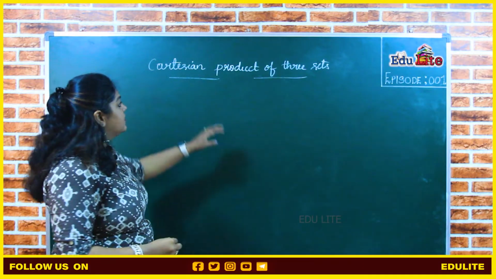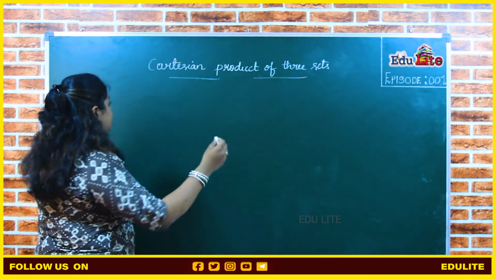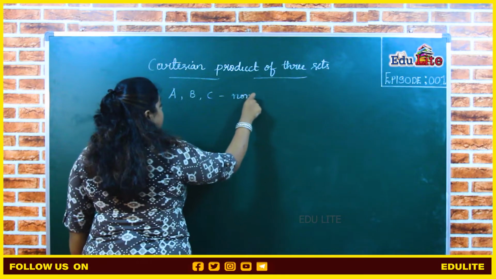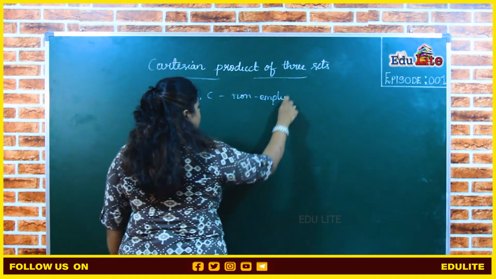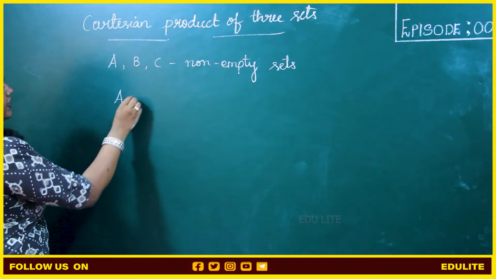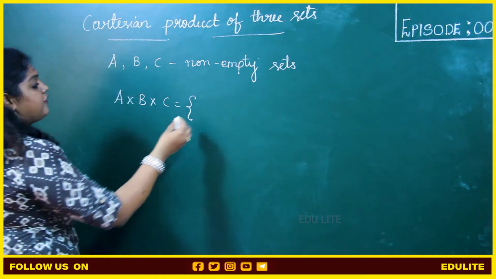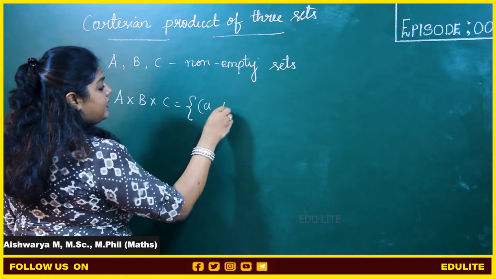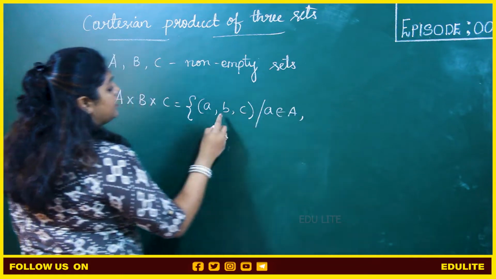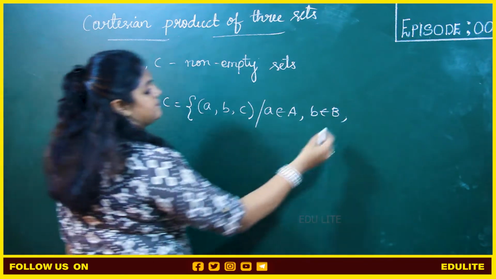Cartesian product of three sets. The Cartesian product of three sets is similar to how we did it for two sets. Let us define it, where A, B, C are non-empty sets. The Cartesian product of three sets, A cross B cross C, can be written as the set of all ordered triplets (a, b, c) such that a is from A, b is from B and c is from C.